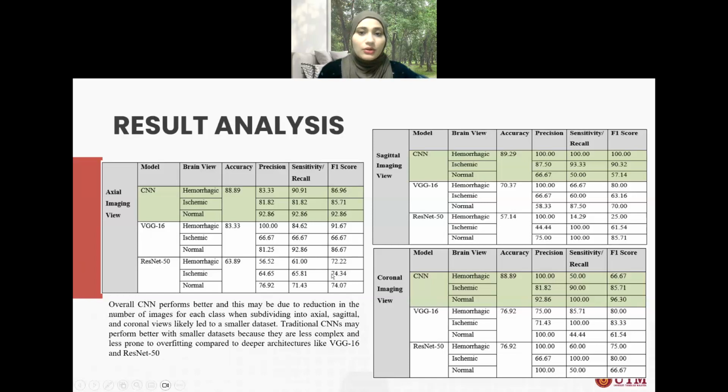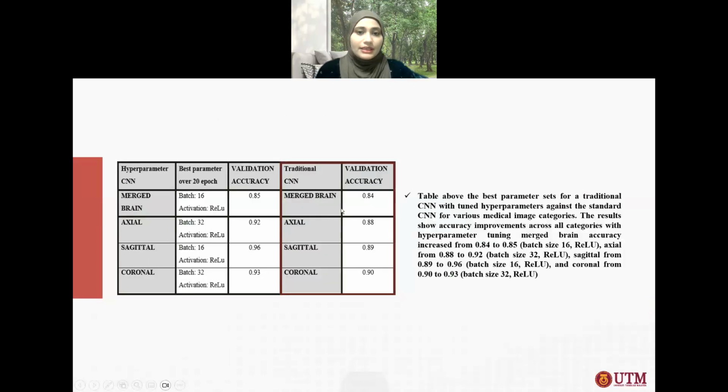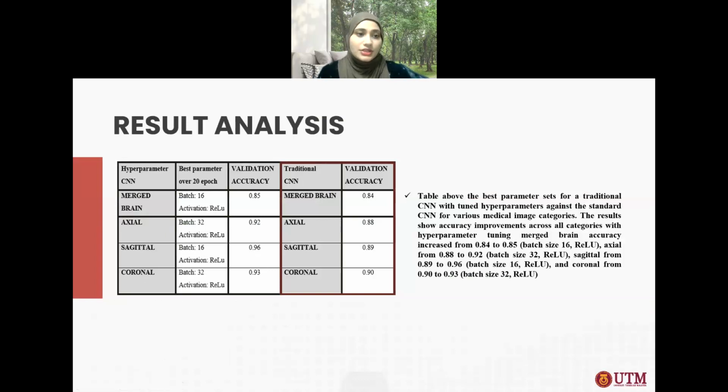So we can conclude we can use CNN for a smaller dataset. My dataset is from local hospitals, so it does not have noise or images that are not clear. All the images are very clear, so that's why CNN can perform well. We don't need complex neural networks for that. Then this is the result analysis for the merged brain and also for the views.